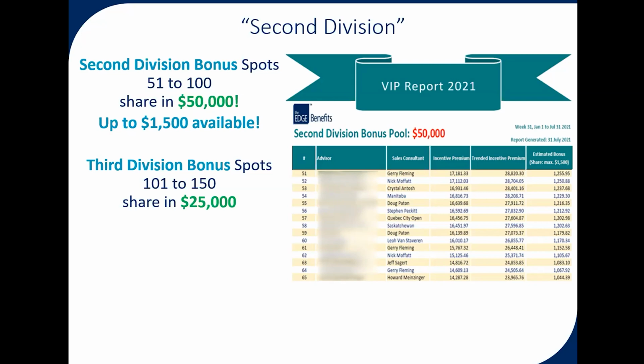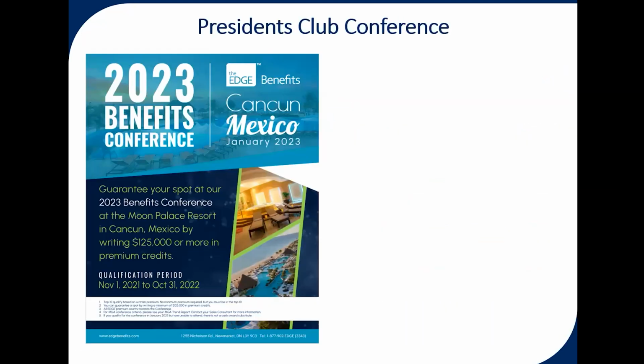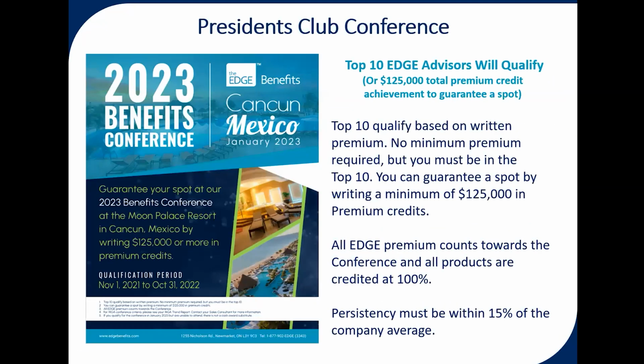If you're not in the top 50, but 51 to 100, it works the same way. It's a $50,000 pool. And then we've got a $25,000 third division pool. So the top 150 advisors at the end of the year share in $375,000 worth of bonus money.